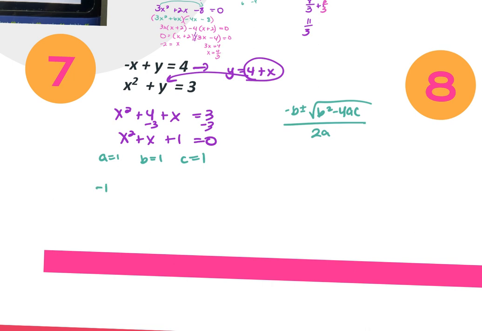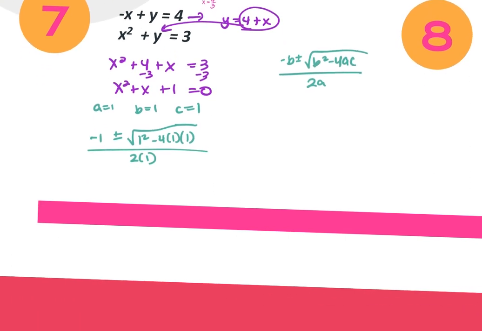So I'd get negative 1 plus and minus the square root of b squared minus 4 times a times c, all over 2 times 1. I get negative 1 plus and minus the square root of, this is 1 minus 4, negative 3 over 2. So if this was just a solve, like find any solution, there's an i here because of that negative. And I would get negative 1 plus and minus i square root 3 over 2.